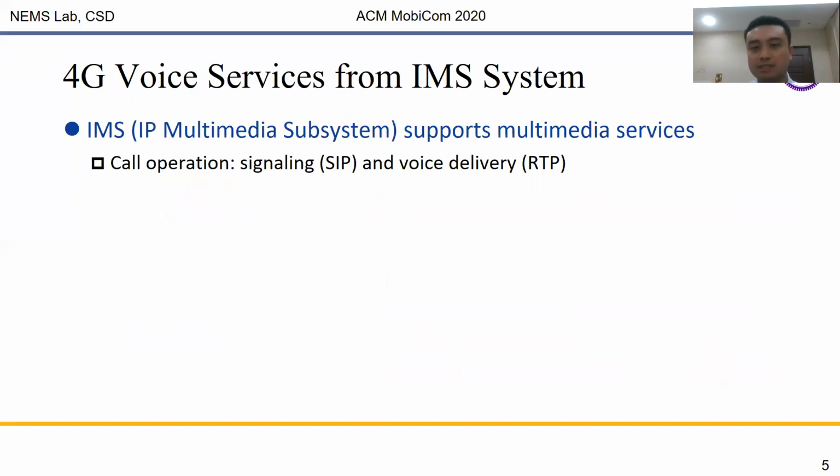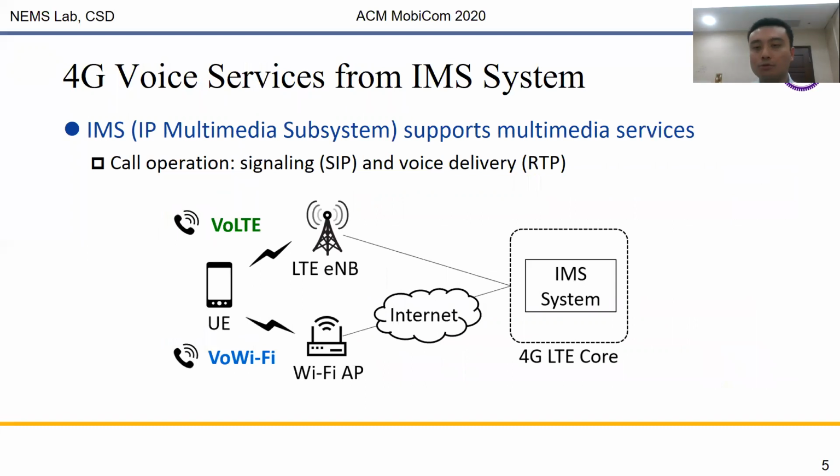4G voice services are supported by a system called IMS. For the voice services, the call operations rely on SIP for call signaling and RTP for voice delivery. There are two kinds of 4G voice services. One is VoLTE. Its UE connects to the IMS through LTE base station. The other is VoWiFi. The connection goes through Wi-Fi AP and Internet.